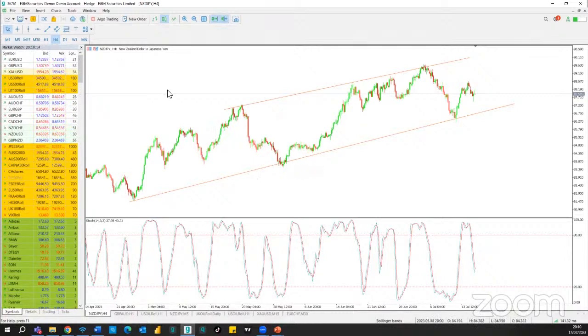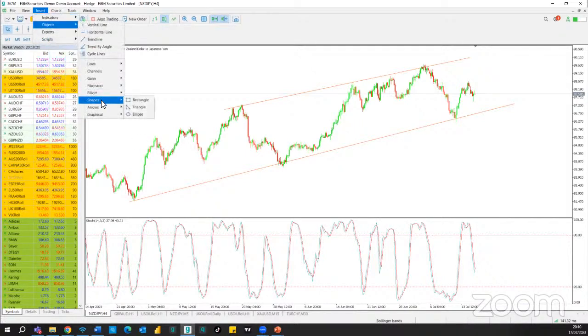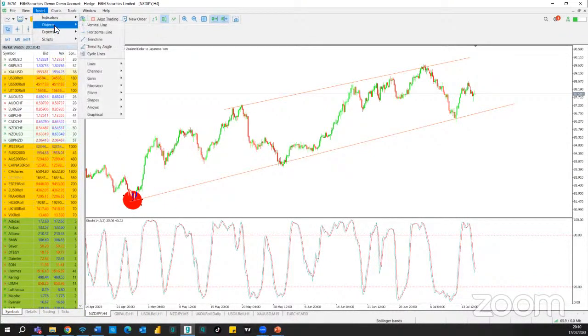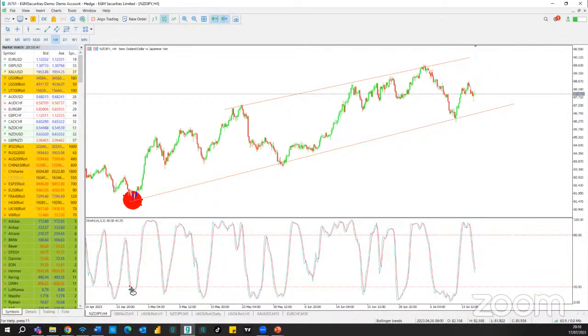For instance, this is New Zealand yen on 4 hours. If you look at the levels where the price is turning, for example, at that part which I'm marking with red, you realize that if you check the stochastic oscillator at the bottom, it was at the oversold level.